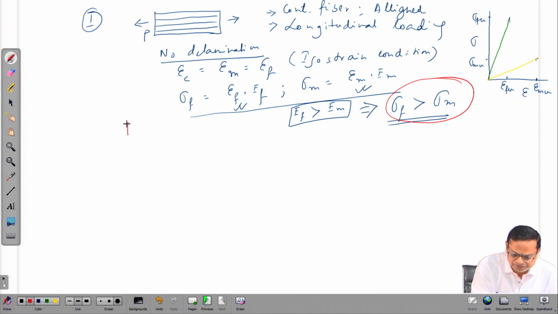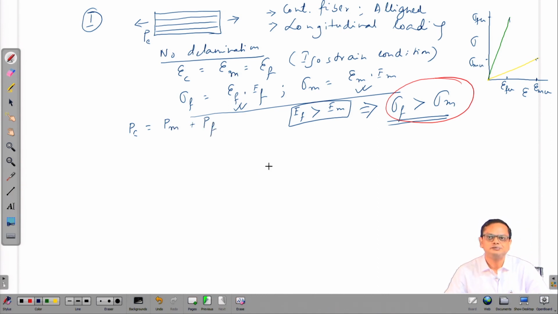Now, P c is equal to what? The load being experienced by the matrix plus the load being experienced by the fiber, right. Now, what is P c? P c is sigma c multiplied by A c. A c is the cross sectional area of the composite material.